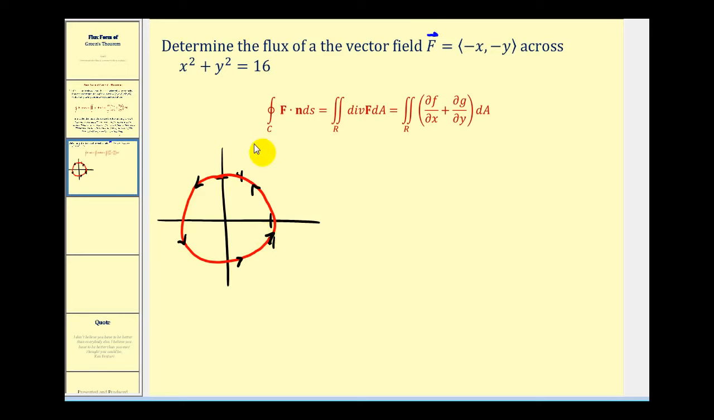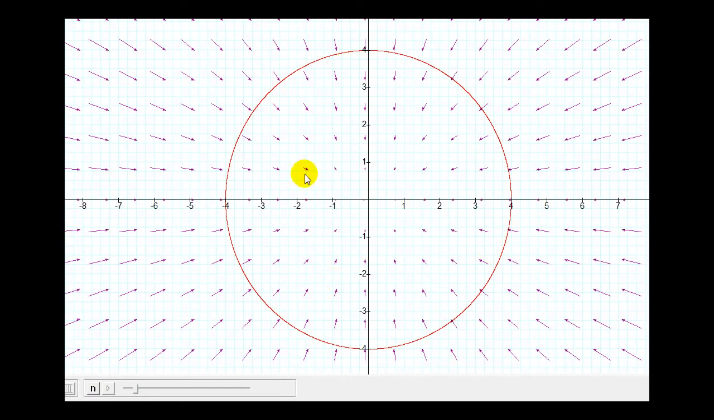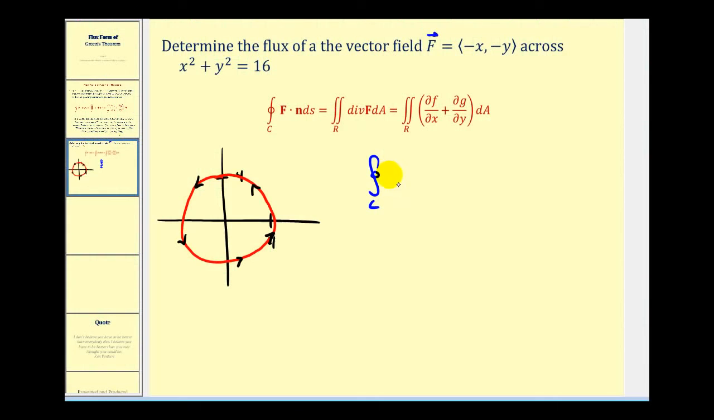Let's take a look at this surface in the vector field given. So here's our circle with radius 4, and here's the vector field, and you can see the direction of this vector field is pointing inward toward the circle, so we should anticipate a negative flux. Let's go ahead and calculate it.